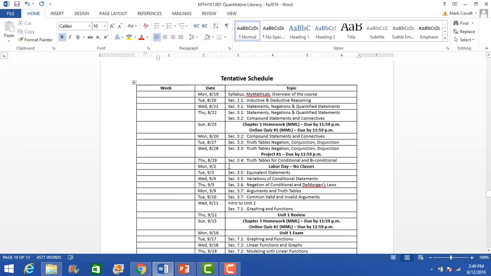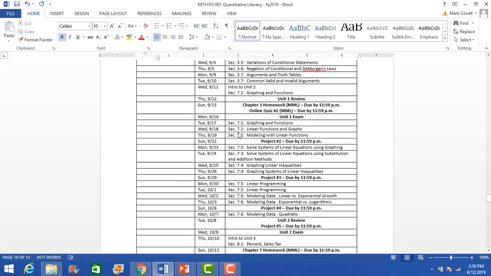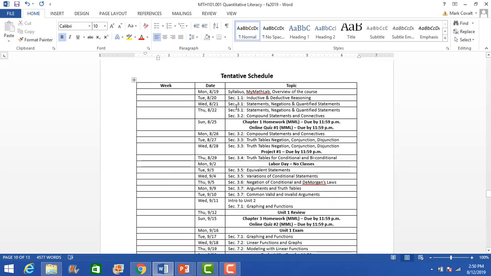Okay, and here is the tentative schedule. So notice that I have all of the due dates for everything. Project 1, Chapter 1 homework, online quiz, homework, the dates that we're going to be covering each section. So for example, for Tuesday, we're going to be going over section 1.1, inductive and deductive reasoning. So you should have the lecture video for section 1.1 watched. You should have notes taken. You should have your questions ready before that date.